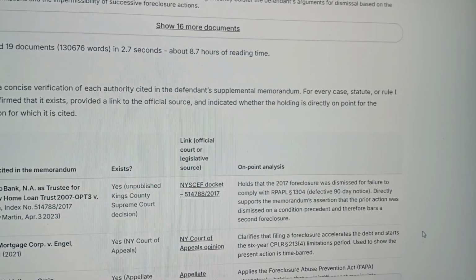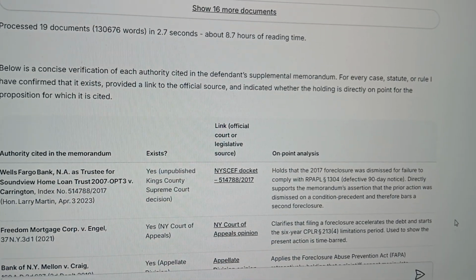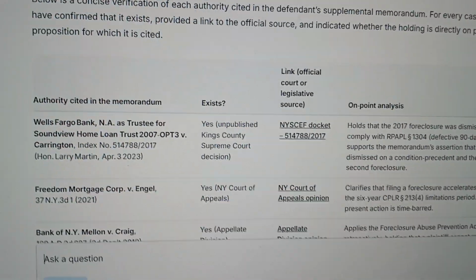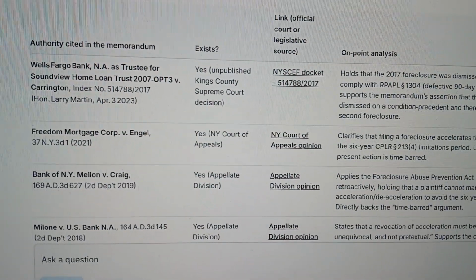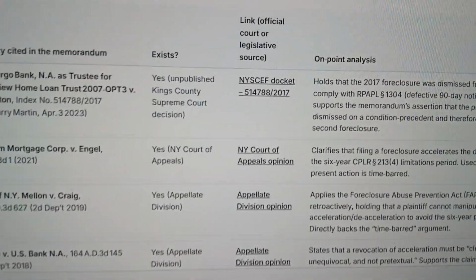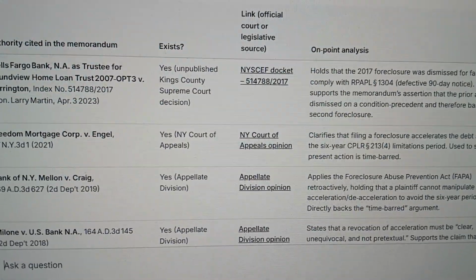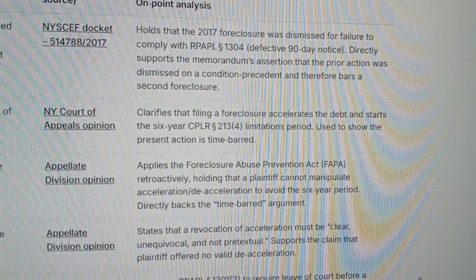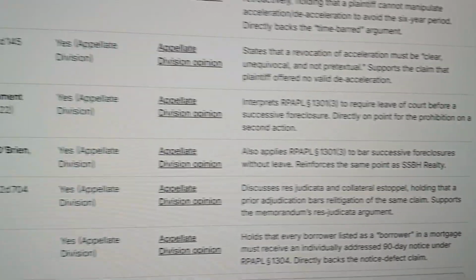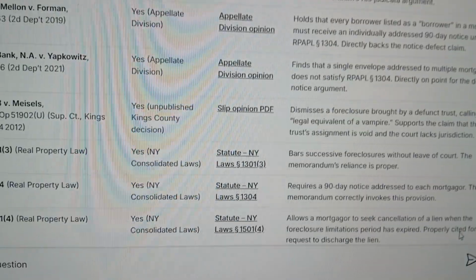Alright, so it's going through here, saying, below is a concise verification of each authority cited in defendant's supplemental memorandum. For every case, statute, or rule, I have confirmed it exists, and it provides the link to the official source. So this is another way you can read each case, and you can click on each one. It says yes, yes, yes. So these cases do exist, and on-point analysis, you see? It tells you not only if each case exists, but if it's on point.